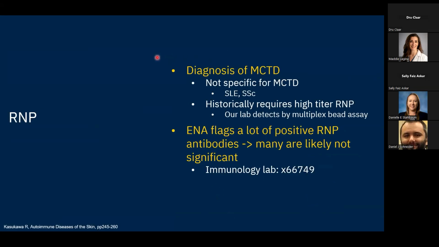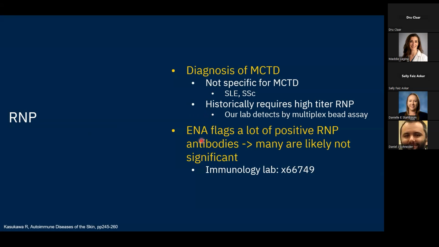We see a lot of false positive RNP antibodies on our ENA as well. RNP we often think of as part of the diagnostic criteria for mixed connective tissue disease, although it's not specific for this. We can see RNP in multiple other diseases as well. Historically, in the historical criteria, you needed a high titer RNP. Our lab only does it by a multiplex bead assay.